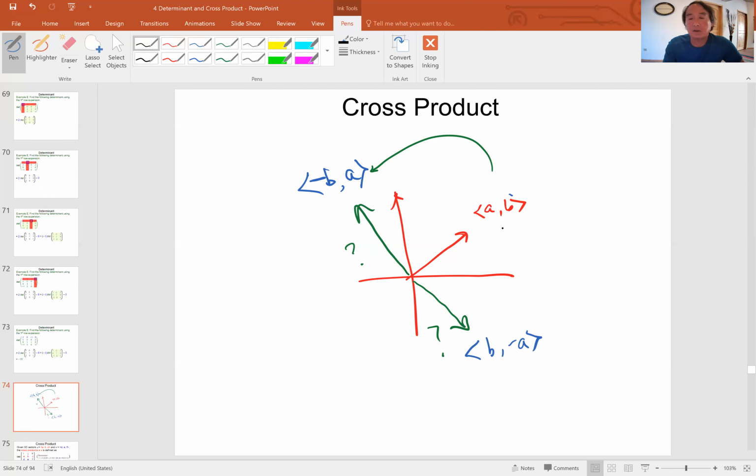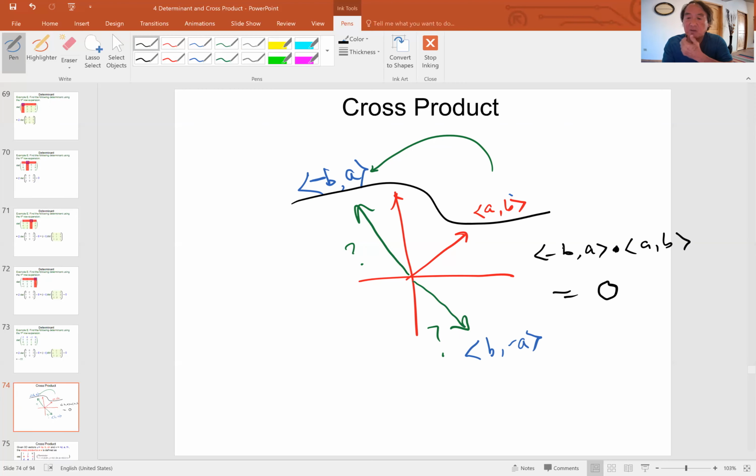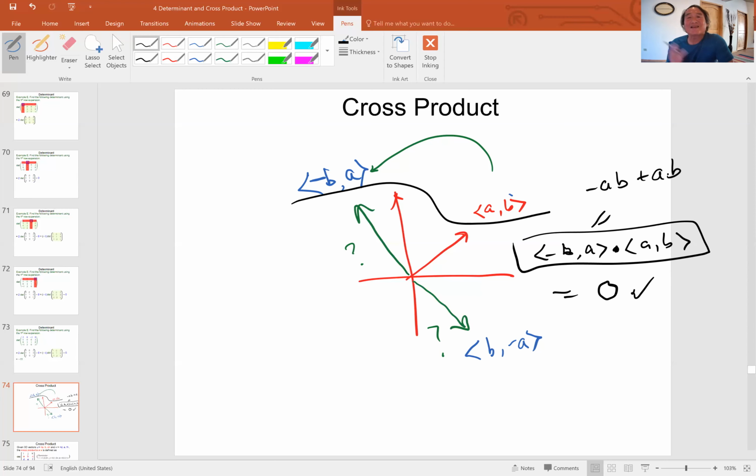Now, why are these perpendicular? Because the dot product is 0. Minus BA dotted with AB is minus AB plus AB, which is 0. This is one of the very important facts about the dot product: if I dot two vectors and get 0, then these two vectors are perpendicular.